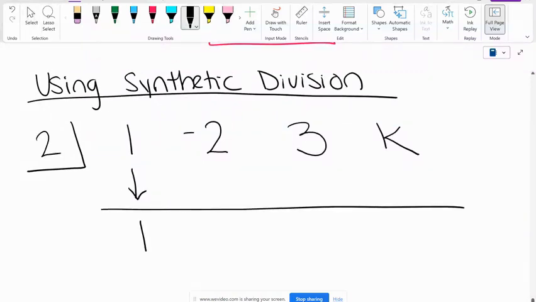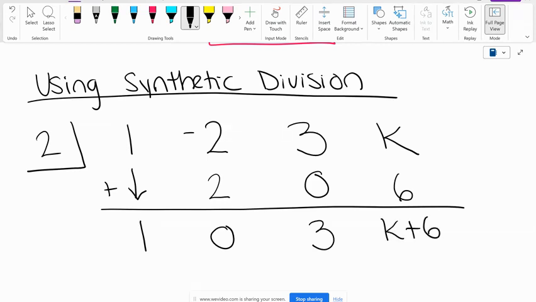Bring down that 1. 1 times 2 is 2. -2 plus 2 is 0. 0 times 2 is 0. 3 plus 0 is 3. 3 times 2 is 6. K plus 6 is k plus 6.